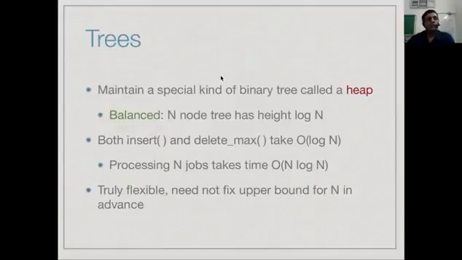But we said that we will find a much better data structure using a tree of a special type called a heap. So the heap is going to be a balanced tree whose height is logarithmic in the size. That is, if I have n nodes in the tree, the height, that is the number of edges from the root to any leaf, will be log n. And with this, it will turn out that both insert and delete max are proportional to log n. And therefore, processing n jobs will take time n log n as opposed to n root n for the array or n squared for the linear representation. We also said that this heap in principle is flexible and can grow as large as we want, so we don't have to fix in advance the size of the heap that we need to keep.